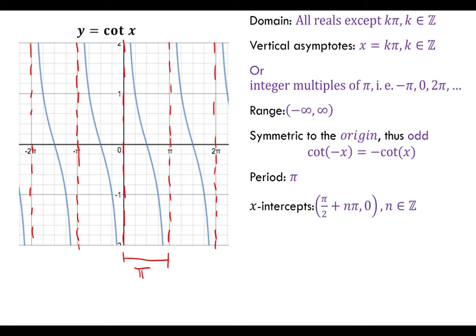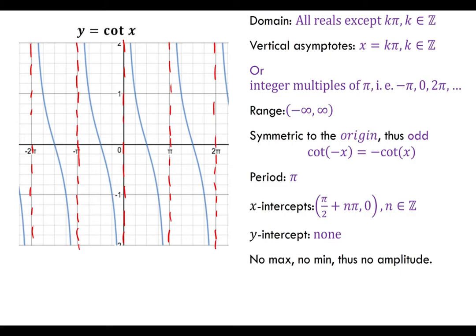Our x-intercepts specifically are occurring at pi halves plus n pi. Our y-intercepts, well, we don't have any, right? Because the vertical asymptote is at x equals 0, and so there's no y-intercepts. And once again, since there's no max and no min, there's no amplitude. So that is our cotangent function. Notice cotangent and tangent are similar, but they're not the same. So watch out for that.